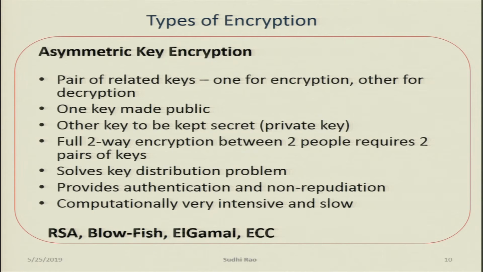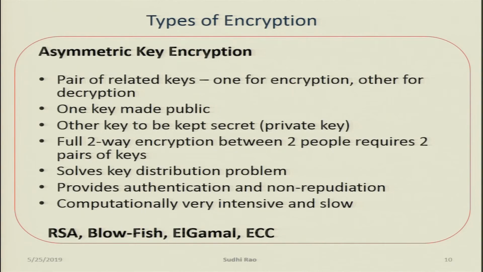Computationally, it is very intensive and slow. It requires factoring large numbers into integers, but the mathematics behind it is very elegant and beautiful. We do not have the time to go through that, but do understand that this is a wonderful thing where we use two different keys and we do not have to worry about distributing the keys. Some of the names you would have heard in terms of asymmetric key encryption algorithms are RSA, Blowfish, elliptic curve cryptography (ECC), and ElGamal. These are all various algorithms which implement asymmetric key encryption.